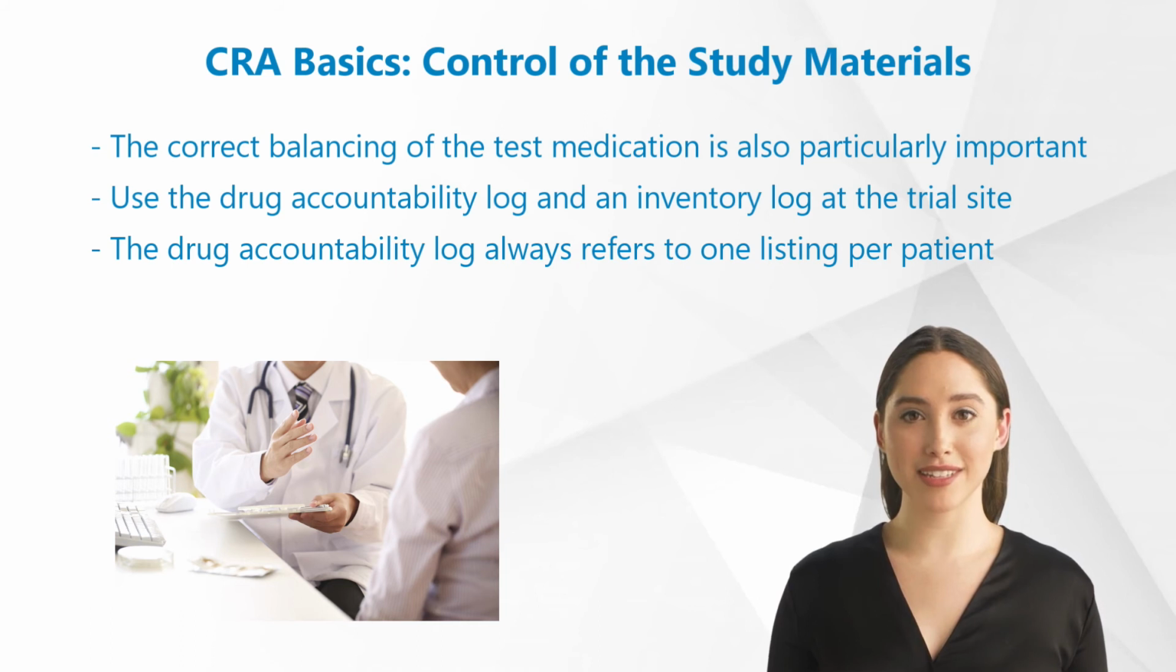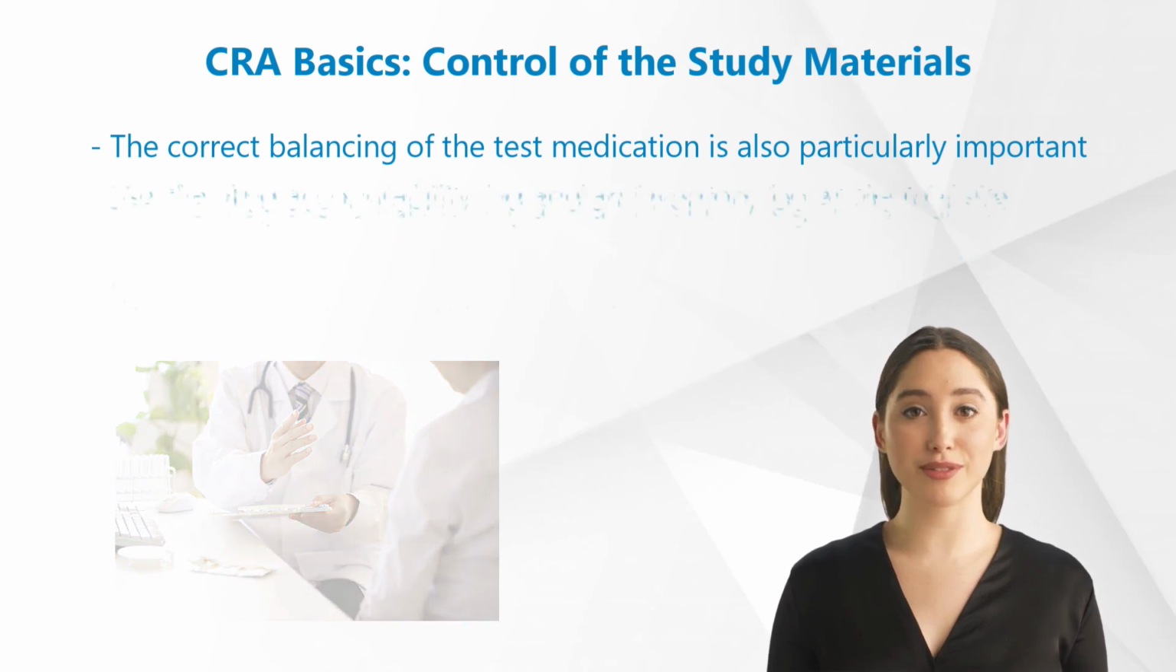For this purpose, use the drug accountability log and an inventory log at the trial site. The drug accountability log always refers to one listing per patient. For example, it is documented how much the patient should take, how much he took, and how much was returned.